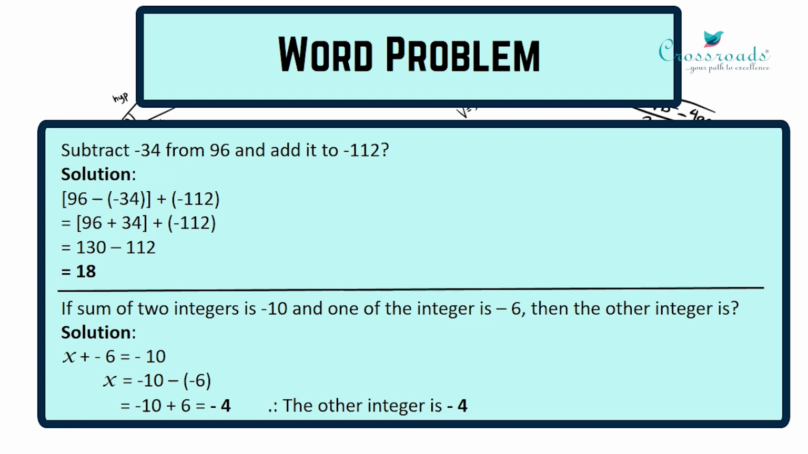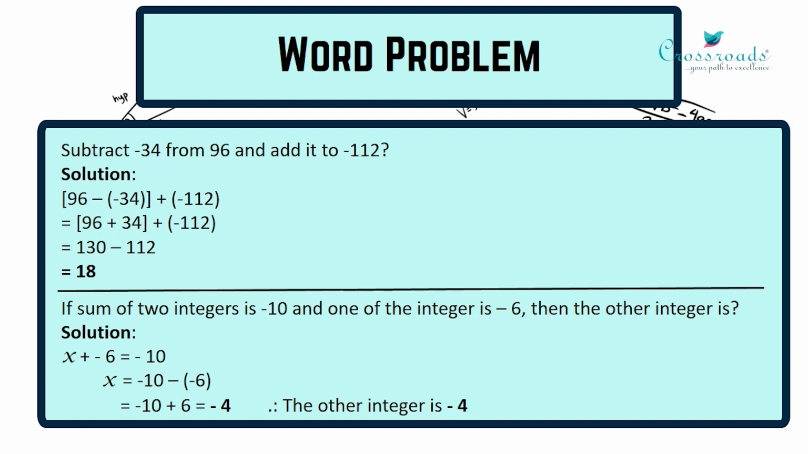So the number statement is going to become 96 minus 34. Now this difference, this answer, we are going to add it to minus 112. So this is what the question is all about. So 96 plus 34, because minus into minus was plus, I get an answer called 130. From this 130 I am going to add this answer to minus 112. So the resultant final answer is going to become 18.